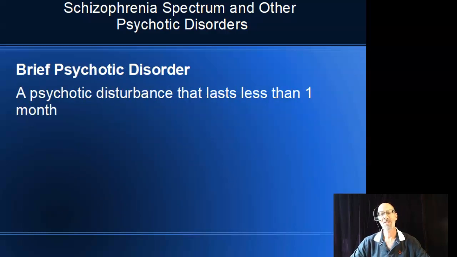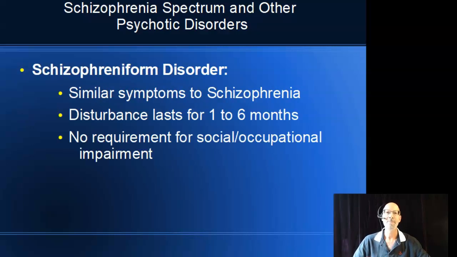Then there's brief psychotic disorder. Name says it all. A psychotic disturbance that lasts less than 1 month. Schizophreniform disorder has similar symptoms to schizophrenia, but it's between 1 to 6 months, and it does not require the social or occupational impairment. Essentially, schizophrenia has a 6-month minimum duration. What do you diagnose someone with when they're moving towards that? It's been 3-4 months, and you haven't reached that threshold yet for schizophrenia. You diagnose them with schizophreniform.